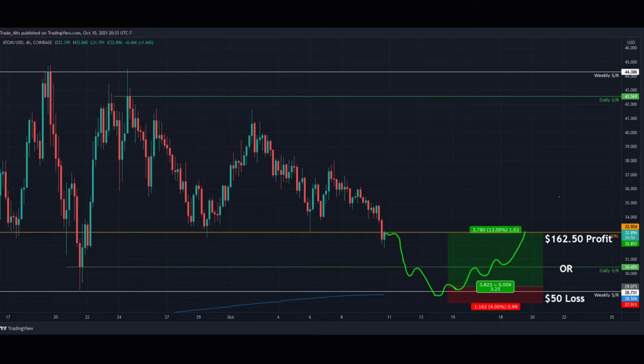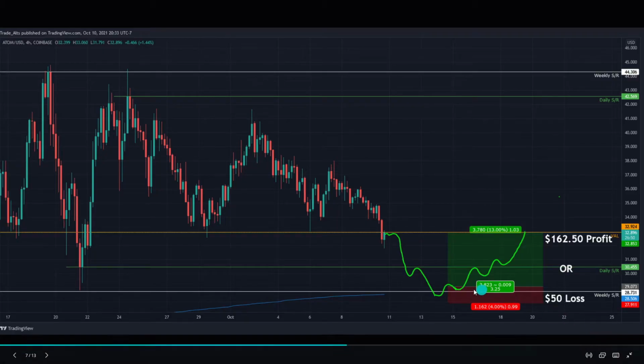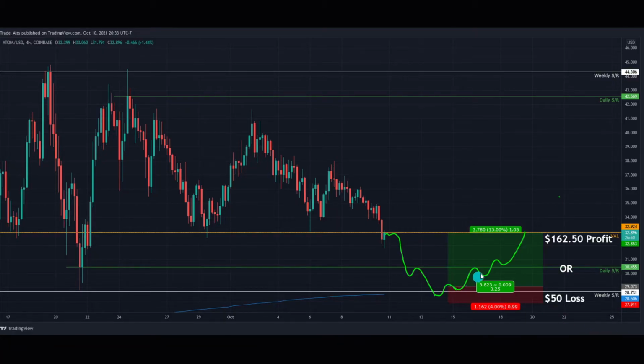So here is the result. This is the mock trade that we did. Here's your result. Congratulations. We have our entry here, and price ended up moving up, hitting our take profit, and we made 13% on the trade. We were risking 4% to make 13%, so your risk reward, your RR, was 3.25, which, if you were watching video 1, you would know is pretty good risk reward.